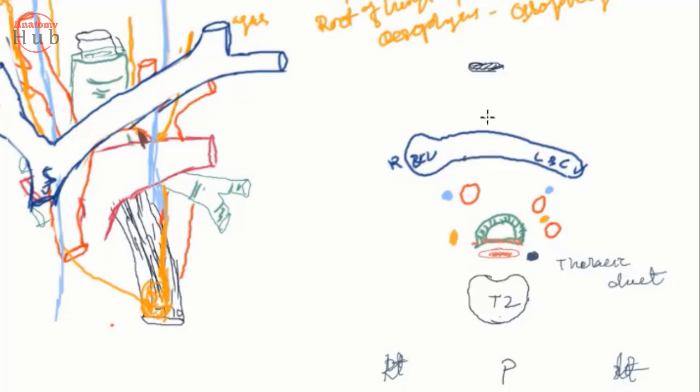Then just anterior to that, whatever is present, that is your thymus. Here you'll find the presence of the thymus. Thymus is a gland which actually makes the immunity system of your body. Just anterior to that you will find the sternum. So this is your sternum, right?